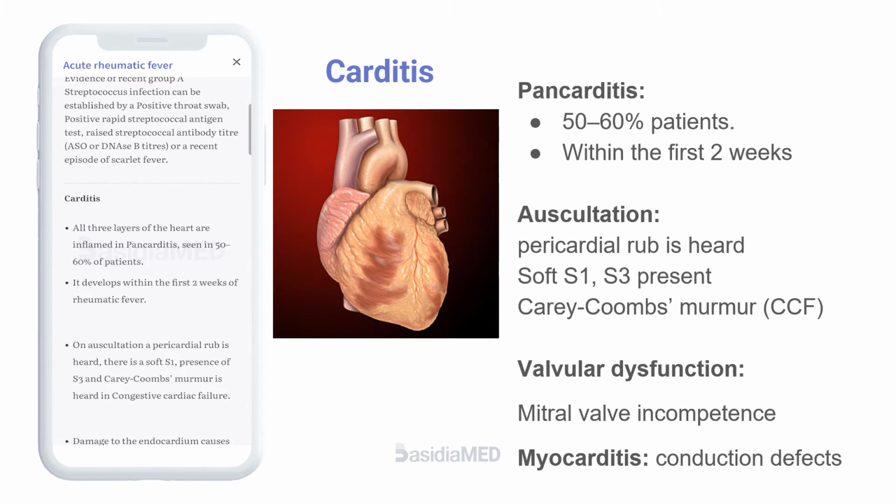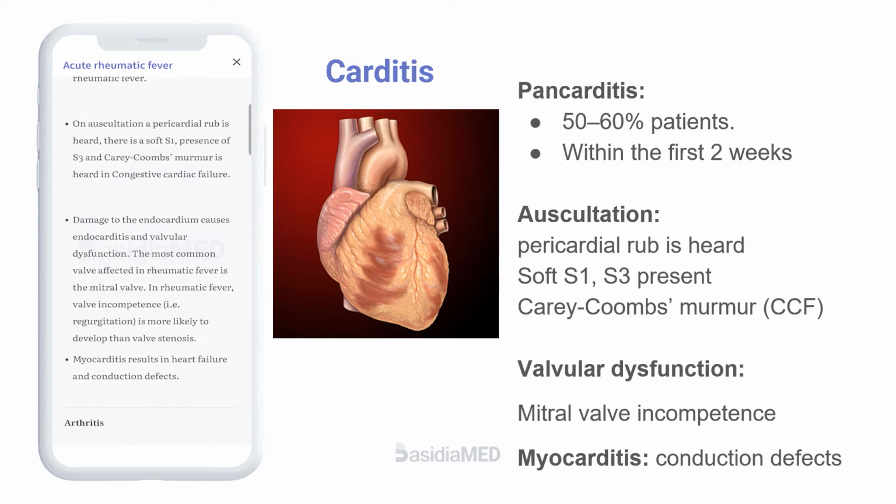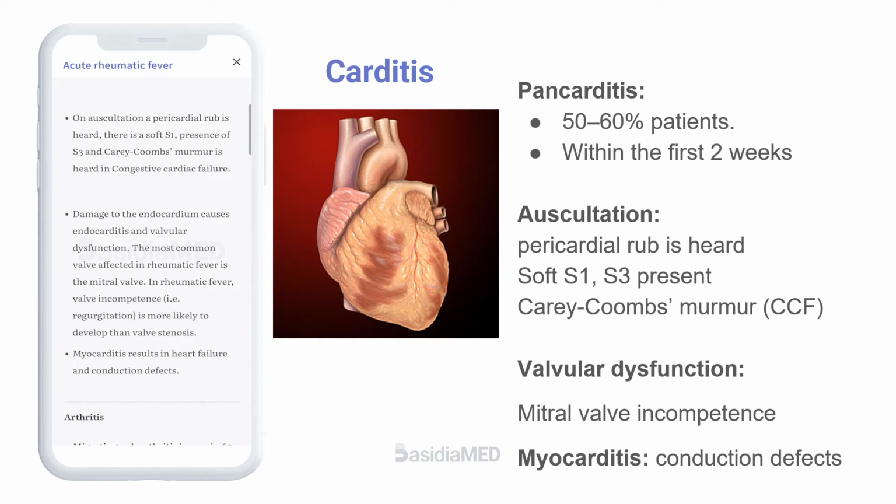Carditis. All three layers of the heart are inflamed in pancarditis, seen in 50 to 60% of patients. It develops within the first 2 weeks of rheumatic fever. On auscultation, a pericardial rub is heard, there is a soft S1, presence of S3, and Carey-Coombs murmur is heard in congestive cardiac failure. Damage to the endocardium causes endocarditis and valvular dysfunction.